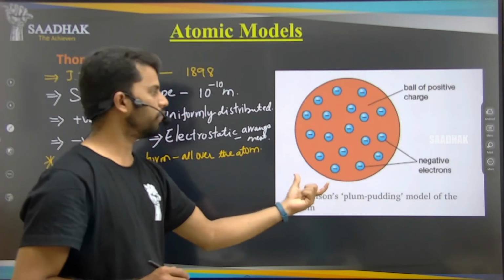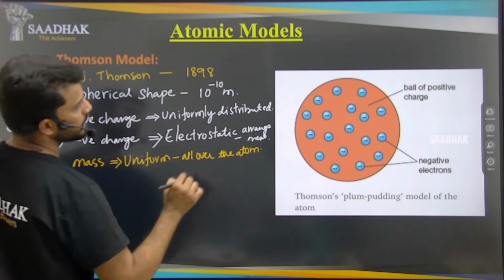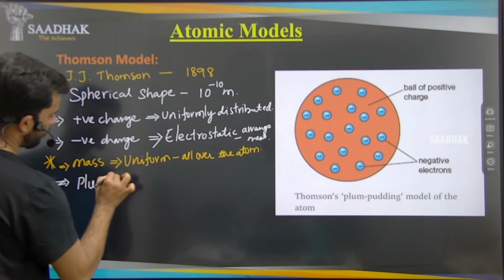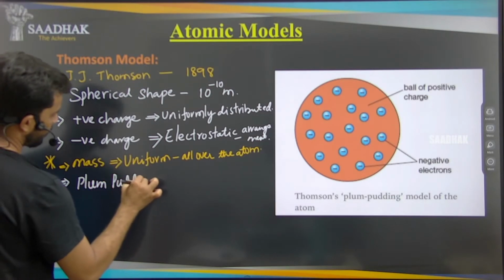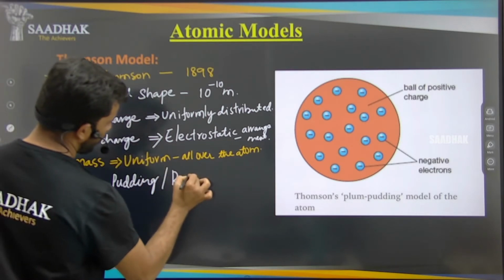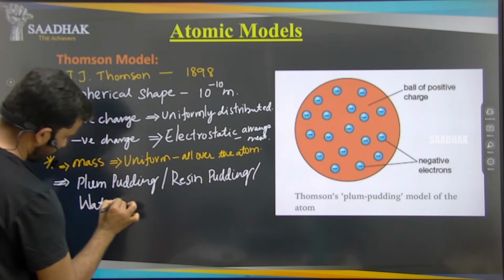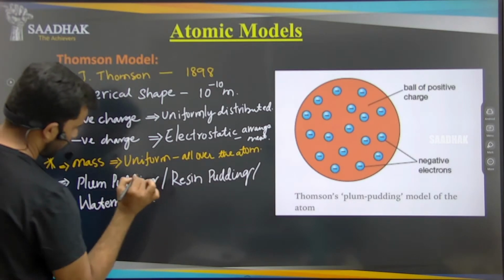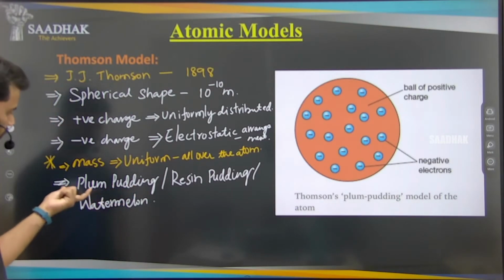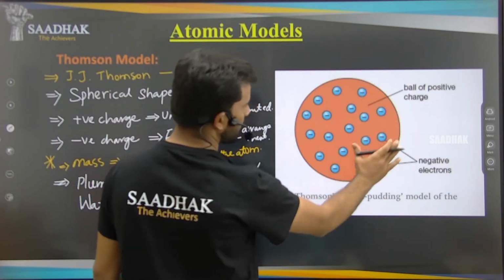Okay, so by his points, we can compare this Thomson model with the plum pudding model. It has other names: the plum pudding model, the raisin pudding model, or the watermelon model. If you see the plums in puddings, in the same fashion the electrons are arranged in the positively charged atom.